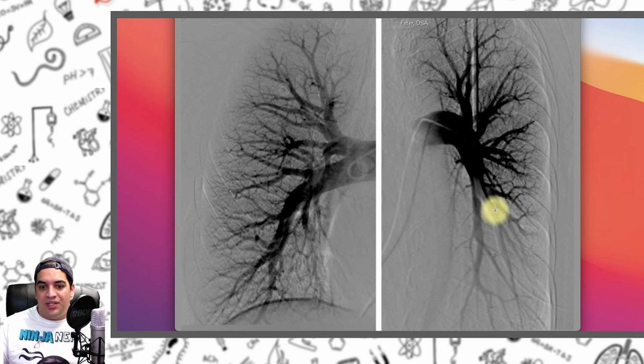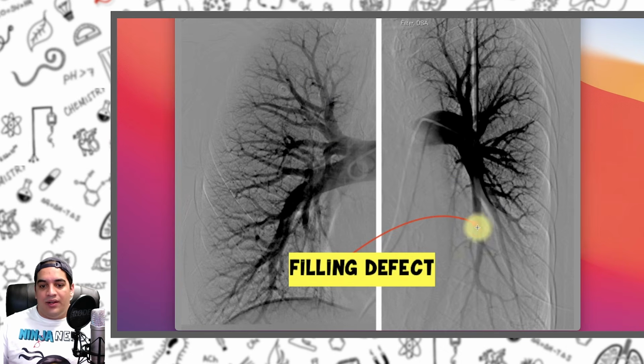So we can potentially say that there may be a filling defect here in this left lower segment, where this pulmonary artery may have an emboli. So let's take a look at what we would see as our label here. But boom, there is a filling defect here in that left lung, potentially secondary to an emboli within this portion of that left pulmonary artery. All right, so that takes care of our pulmonary angiogram.